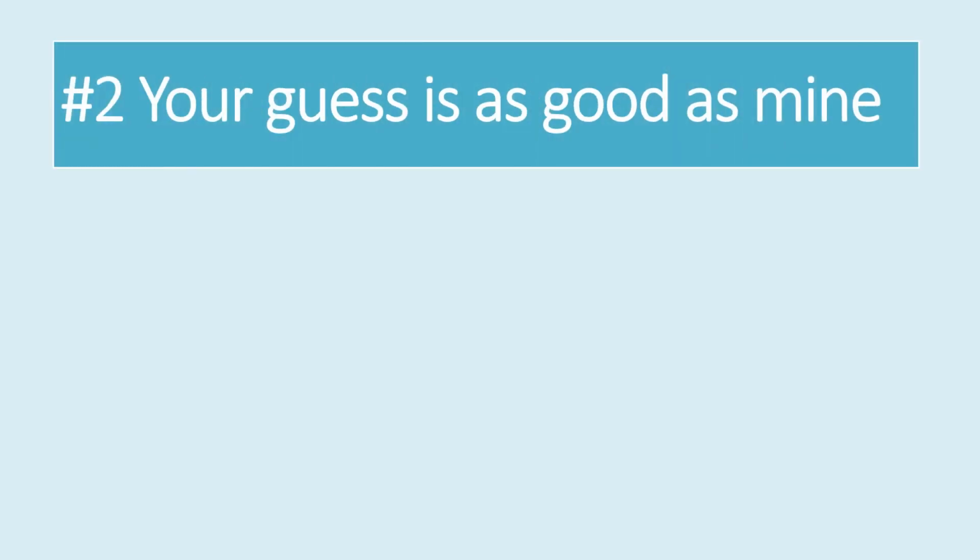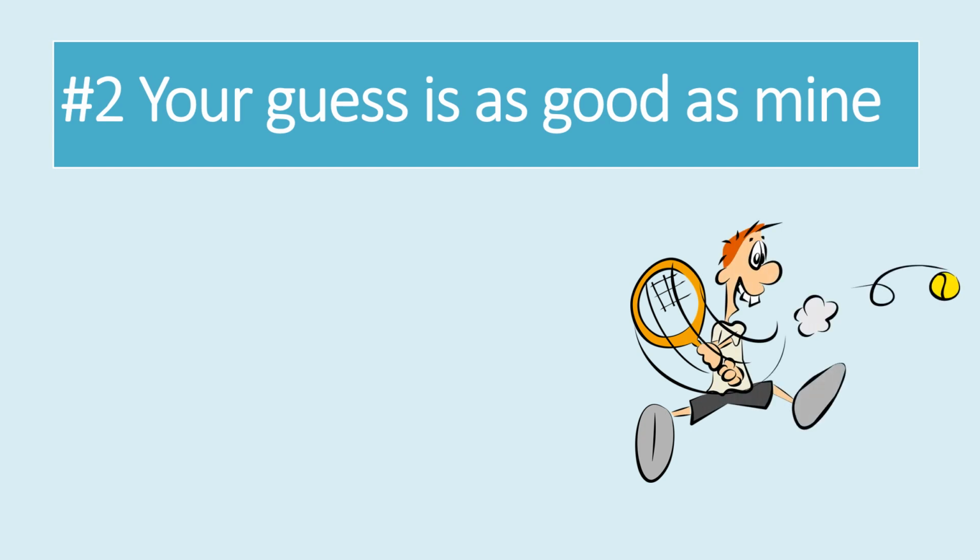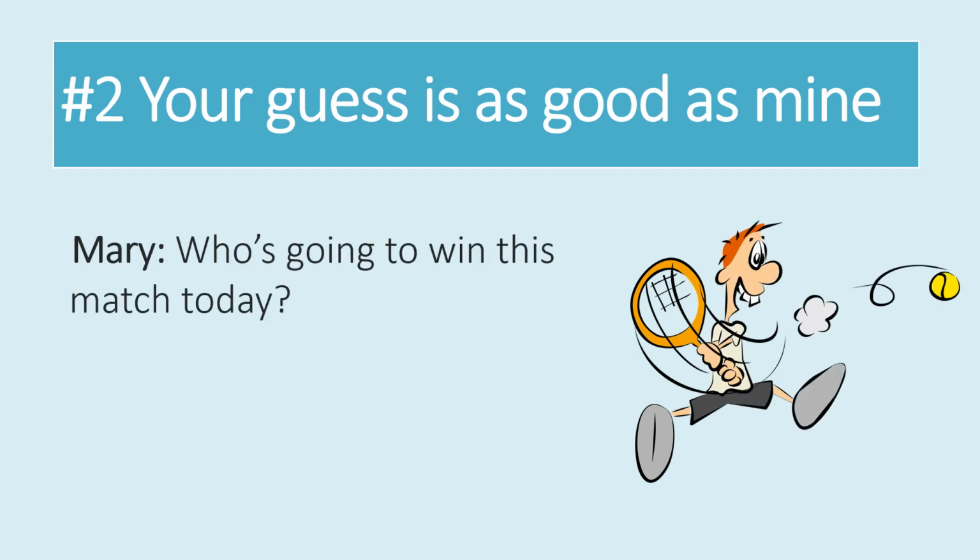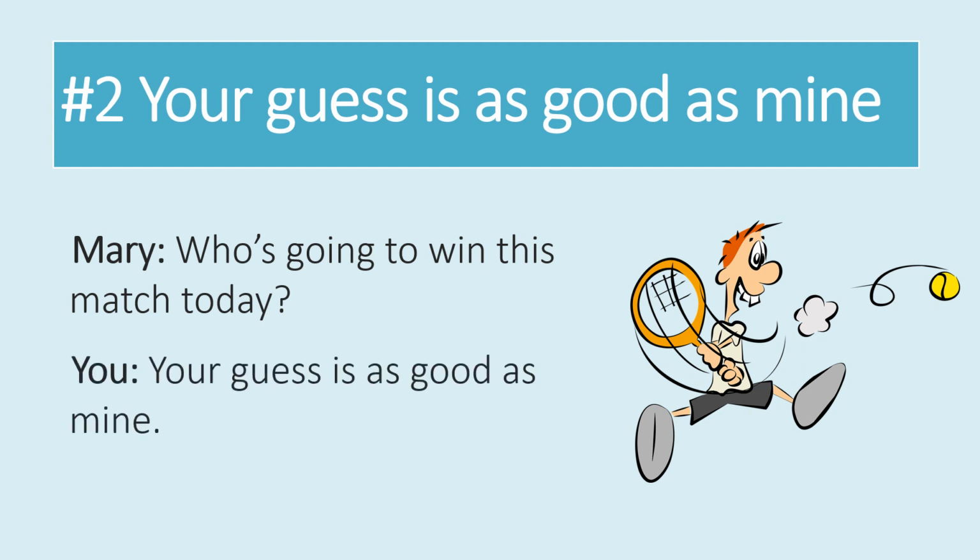The second way to say I don't know is your guess is as good as mine. Example, suppose your roommate Mary is watching a tennis match and she turns around and asks you, who's going to win this match today? You could respond with, your guess is as good as mine. That means you don't know any better than Mary what the result of the tennis match is going to be.